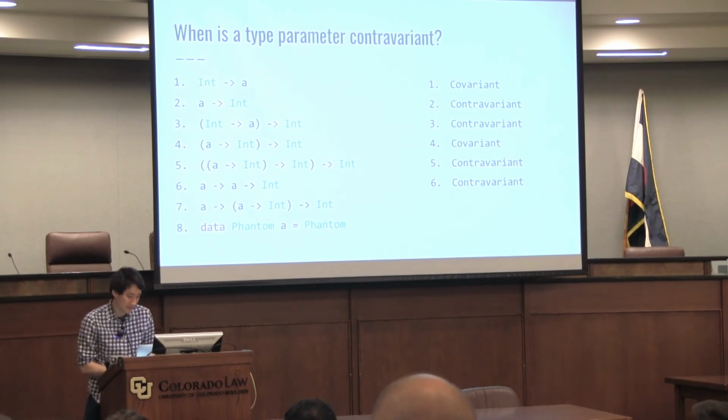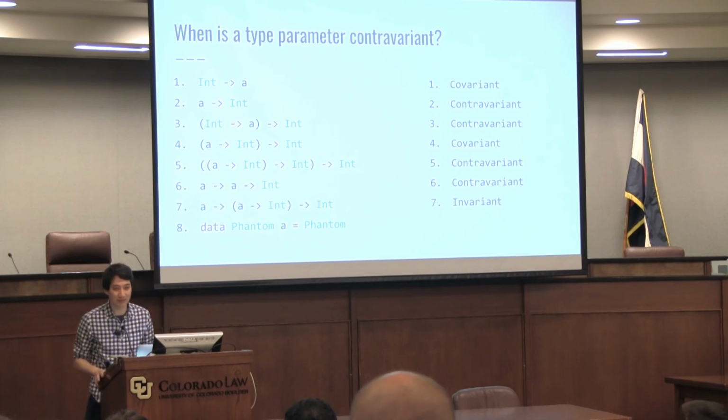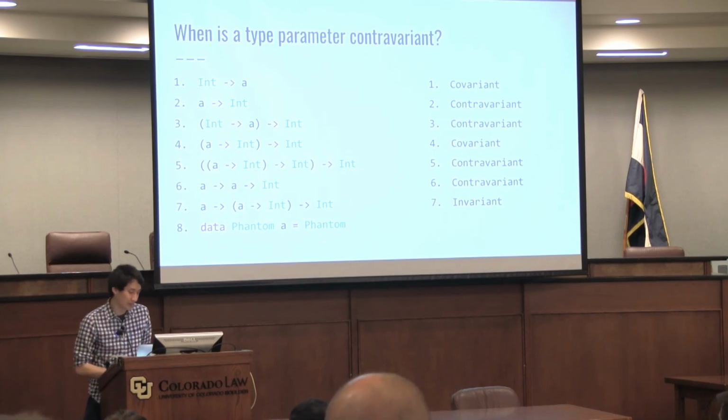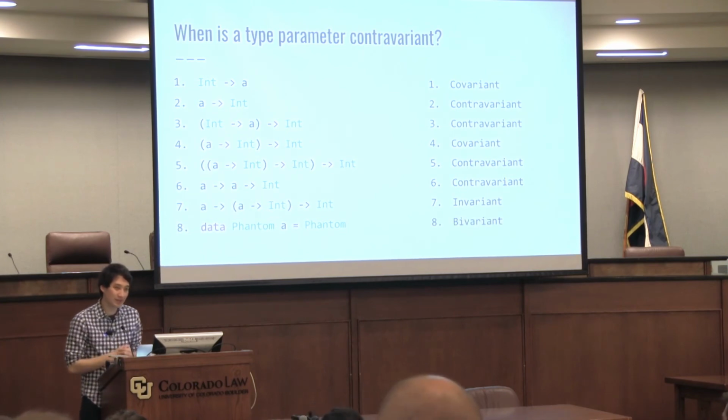What about number 7? So this one, we have an A in negative position and an A in positive position. I heard covariant and contravariant. It's actually invariant. It's neither. You can't make a functor instance for this, and you can't make a contravariant instance for this. If you try for 1,000 years, it would not work. Okay, what about the last one, phantom A? So this A type parameter is not even used in the type. It's a phantom type variable. So this one we say is bivariant. You could make a functor instance, or a contravariant instance.